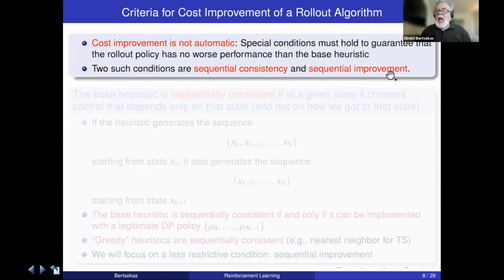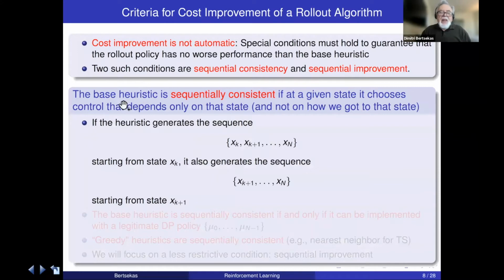There are rollout algorithms that have the sequential improvement property, but not sequential consistency. And importantly, the model predictive control context is one of these cases. But let's first say, what would we mean by sequential consistency?